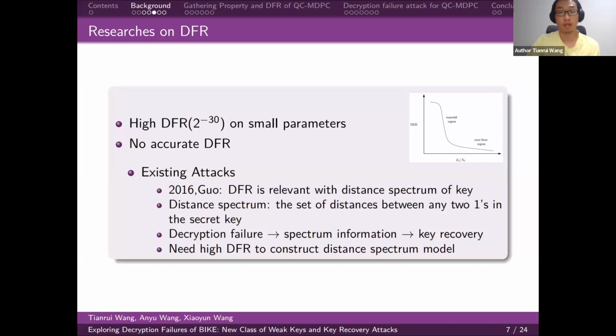As a result, when an attacker observes a decryption failure, he could predict the distance spectrum of the secret key. Enough leaked information could help the recovery. However, such an attack needs a lot of decryption failures to construct the distance spectrum model. So BIKE chooses BGF with lower DFR for protection.